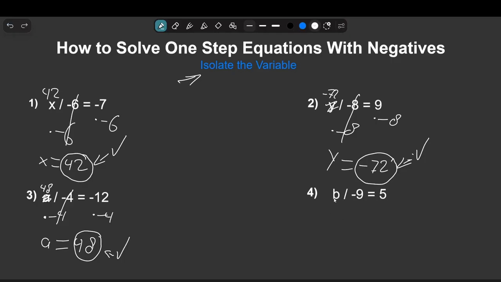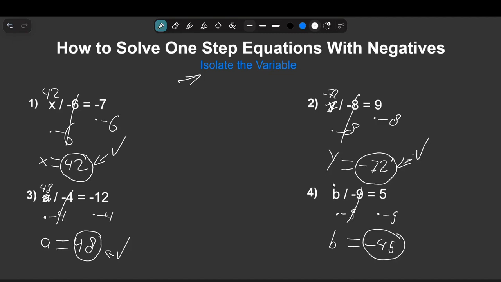So, again, we're going to isolate the variable. So we're going to do times minus 9 on both sides. Times minus 9. So these two, again, cancel each other out. So we're back at the variable. We have isolated it, and now we just have to go one step. 5 times minus 9 will equal minus 45.